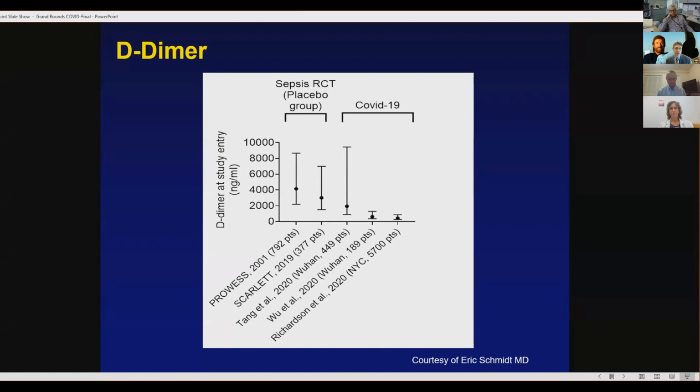intervention. And I'll mention that the PROWESS and the SCARLET study, again, were sepsis-induced coagulopathy studies. So they were trying to intervene on this coagulopathy with activated protein C or thrombomodulin without positive outcome, at least in the follow-up data for the activated protein C and for thrombomodulin.